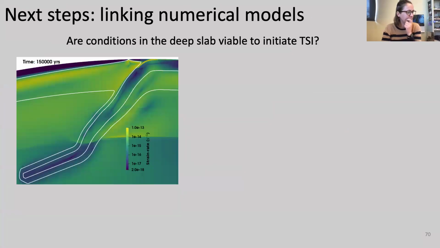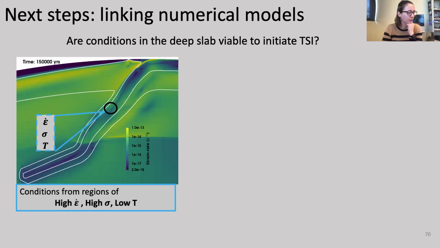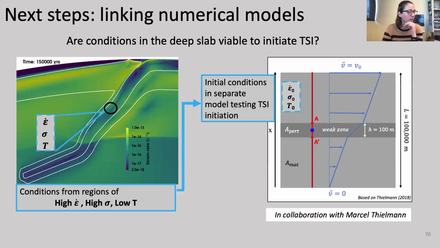So it doesn't tell us anything about size of earthquake, but really, is this process possible at these conditions or not? And so the way to sort of link numerical models and now use these subduction models as a lens to guide our investigation of this mechanism is we have our updated subduction modeling methods, and we can select conditions from those models. So where we think deep earthquakes are occurring, regions of high strain rate, high stress, low temperature, and we can use those as that set of initial conditions in this separate thermal shear instability model and test whether or not for that set of conditions, do we see this process initiate?